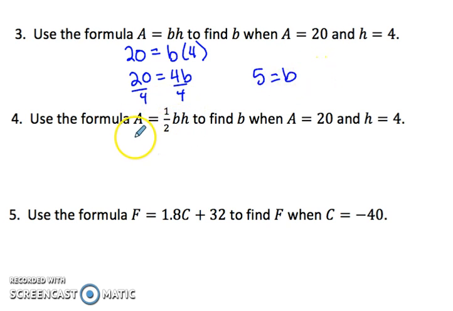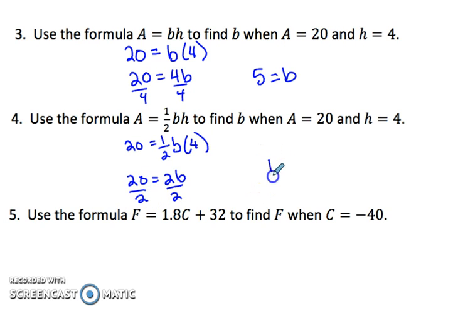On this one, this is area of a triangle, so that should look familiar. We're going to keep our same values of 20 and 4. So this time I have 1/2 times B times 4. Simplest thing really is to simplify this side first. So I get, 1/2 times 4 is 2. So I get 2B. And then I would divide both sides by 2. And I get that 10 is equal to B. You could also have divided both sides by 4 and then multiplied both sides by 2. So kind of doing that in 2 steps, you would have still gotten 10.